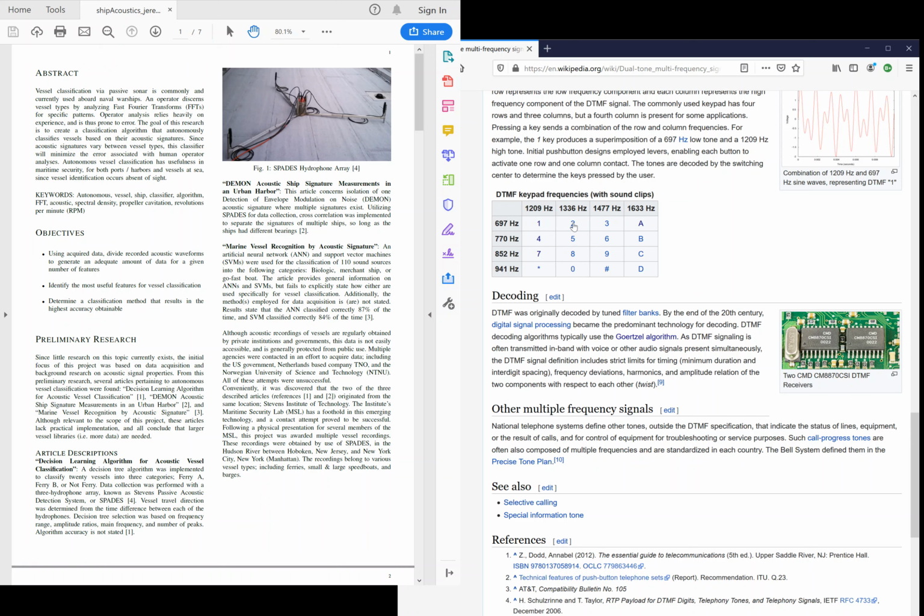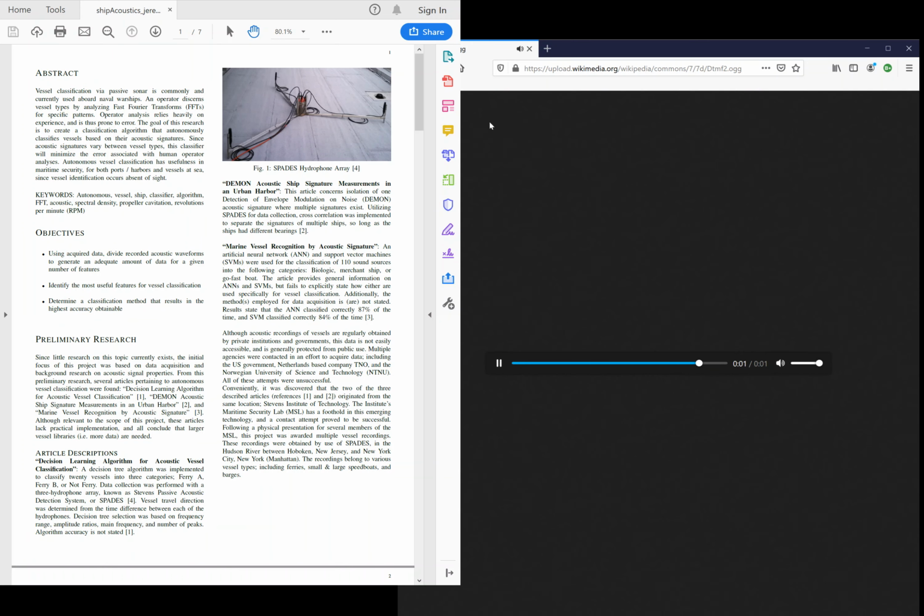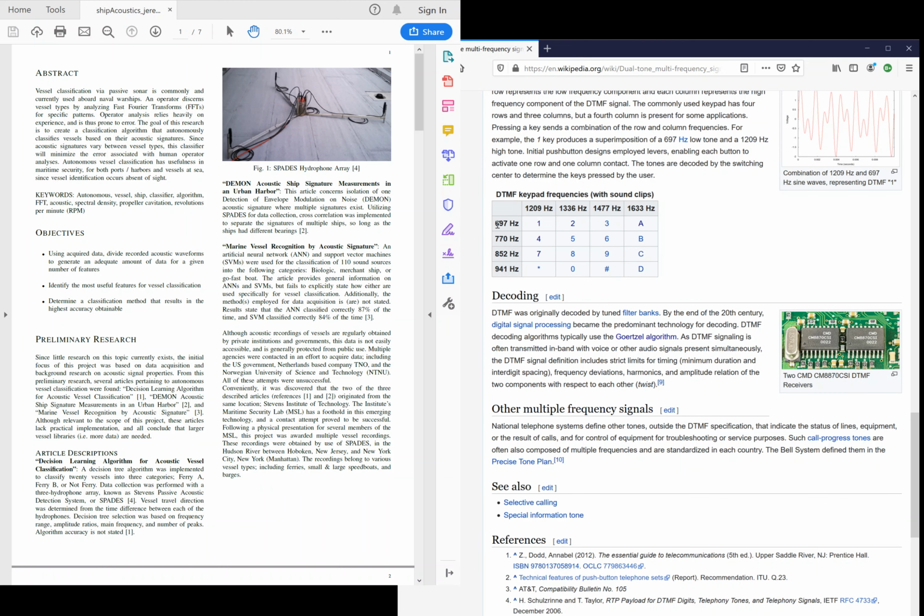If I push a 2, then I get a different combination. Let's listen to that. All right. A 2 then is that 697 hertz, but also 1336 hertz. And so you can see all the different keys in this table and the different combinations of frequencies that they exhibit when you push the button.